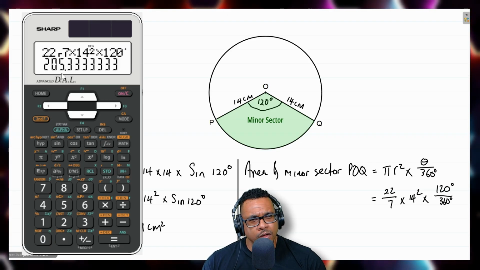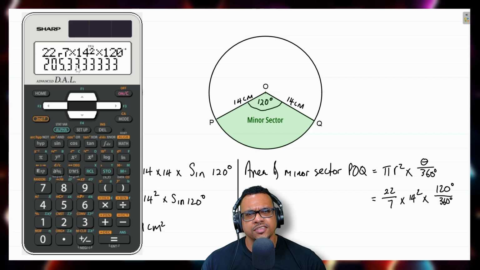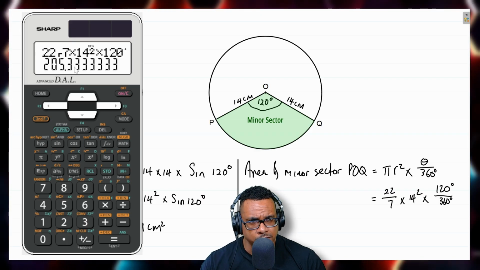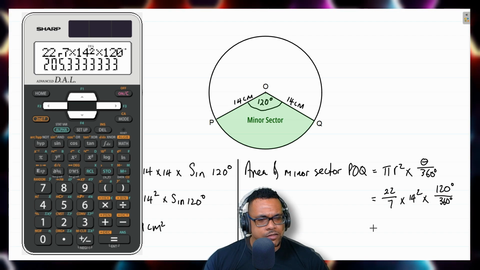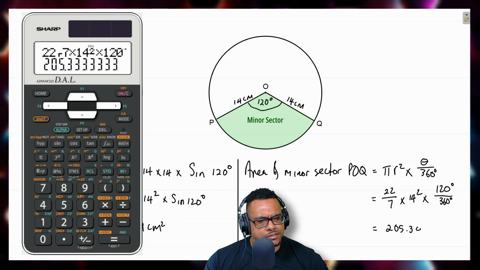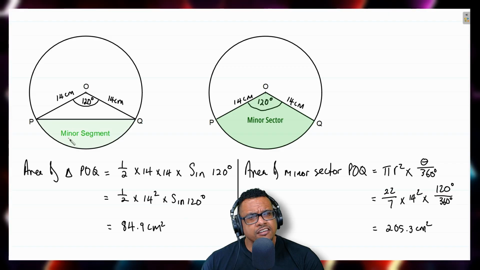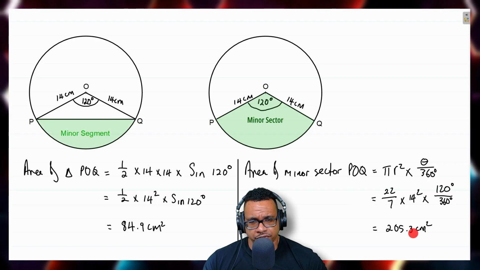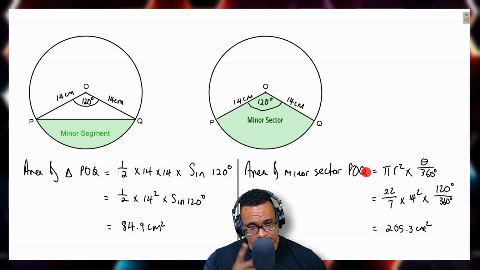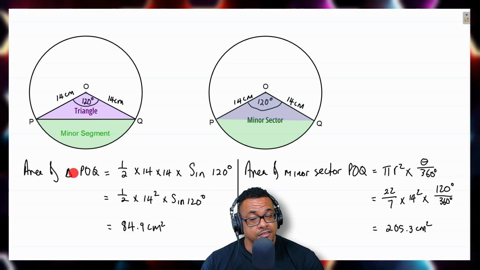So I'll just write this to 1 decimal place, seeing that the area of the triangle was written to 1 decimal place. Well, it was 3 significant figures, which turned out to be 1 decimal place. So I'll write 205.3 centimeters squared. So now the area of the minor segment will be this 205.3, which is the area of the minor sector, take away this 84.9, which is the area of the triangle.